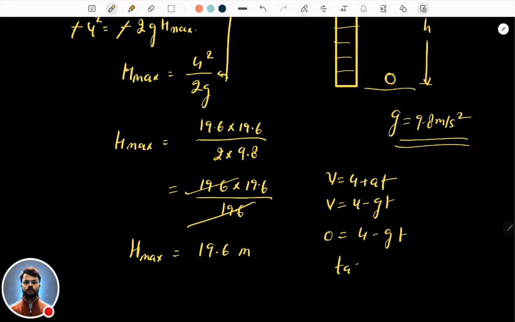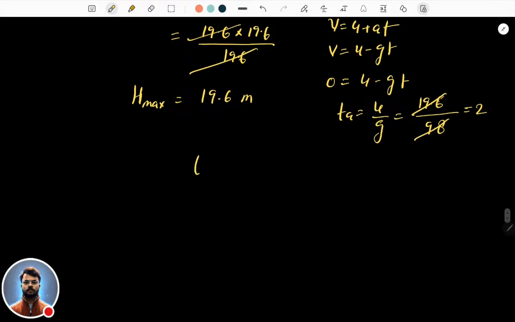So t is equal to u over g. What is u? That is 19.6 over g, that is 9.8. So it will just go for 2 times. So t is equal to 2 seconds. All right, so the way I'm solving this question is just a single way. We can solve this question in another way, which we will discuss later.